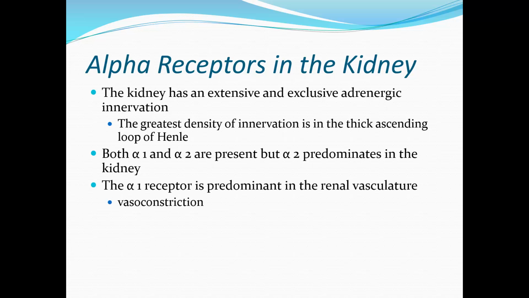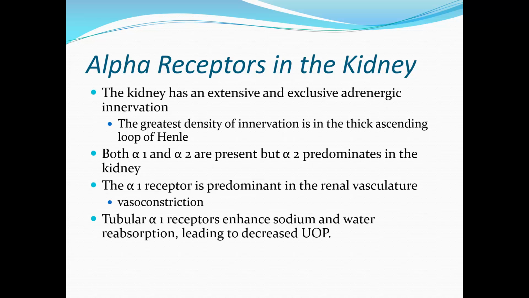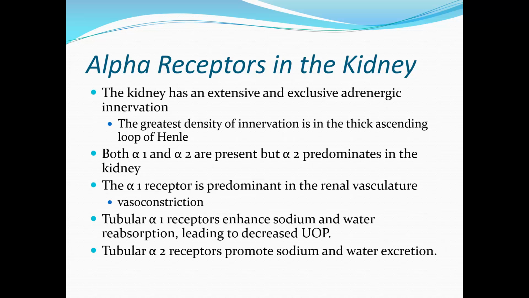The alpha 1 receptors are more predominant in the renal vasculature, and when you activate them, they result in vasoconstriction. Now, tubular alpha 1 receptors enhance sodium and water reabsorption. So when they get stimulated, you get less urine output. Tubular alpha 2 receptors promote water and sodium excretion, so the opposite effect. So again, the feedback control of urine output is in part controlled by this.